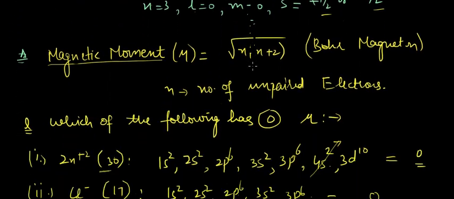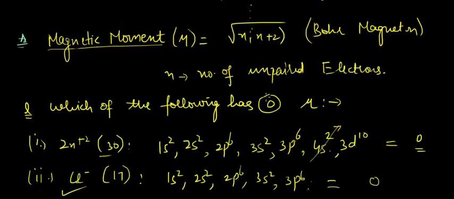Now let's see another important formula, which is magnetic moment. Magnetic moment, or mu, is nothing but root of n multiplied by n plus 2, in Bohr magneton, where n is the number of unpaired electrons. So if you look at the electronic configuration of Zn plus 2, you have to determine which of the following two has zero magnetic moment.